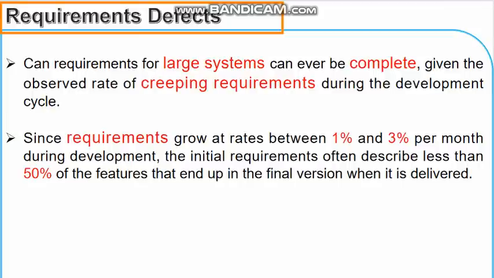Can requirements for large systems ever be complete, given the observed rate of creeping requirements during the development cycle? Requirements grow at rates between 1% and 3% per month. During development, the initial requirements often describe less than 50% of the features that end up in the final version when it is delivered.